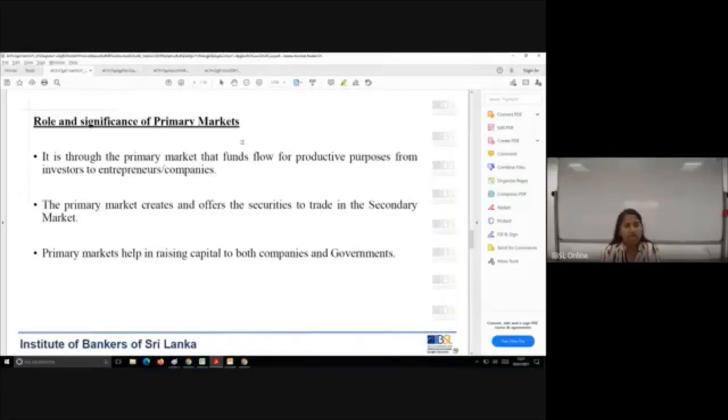Finally, primary markets are going to help with fundraising. So that's the market for the company and the government to approach to raise their capital, in terms of debt for governments, and debt and equity for companies. Okay.